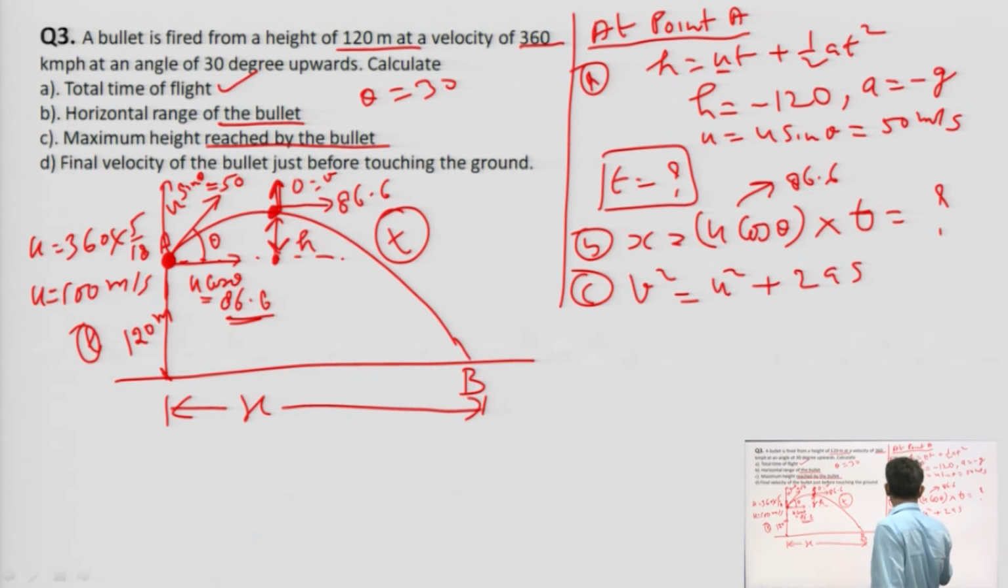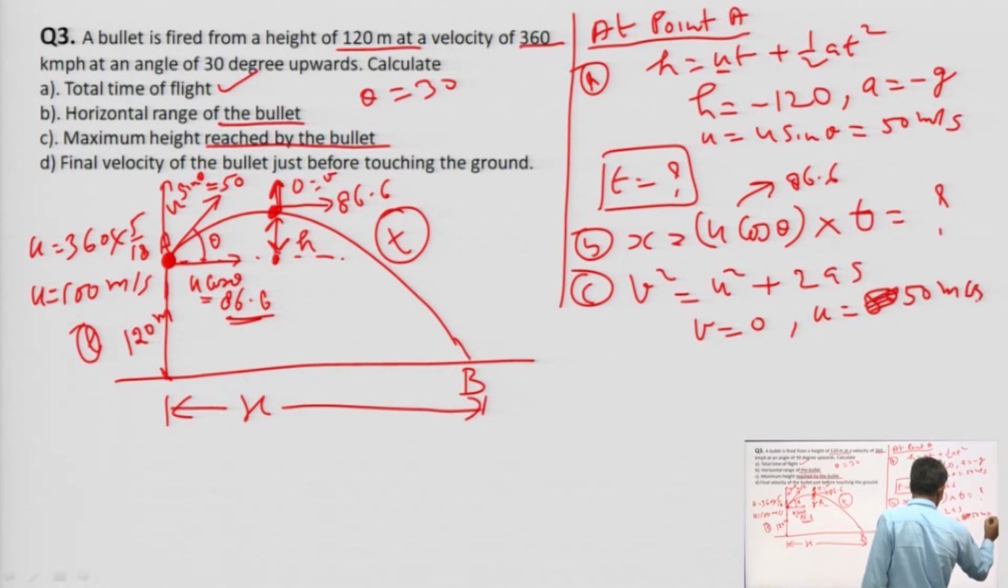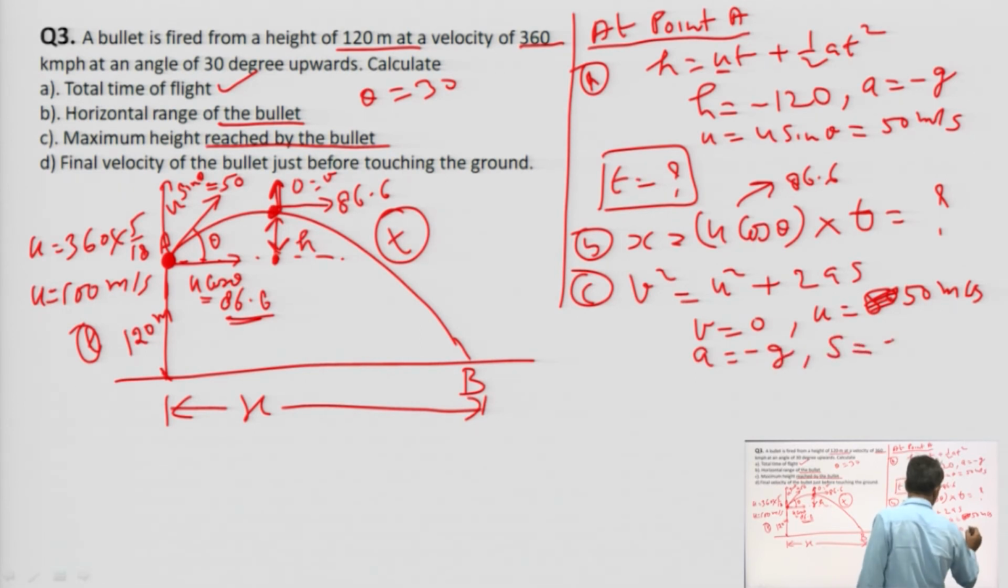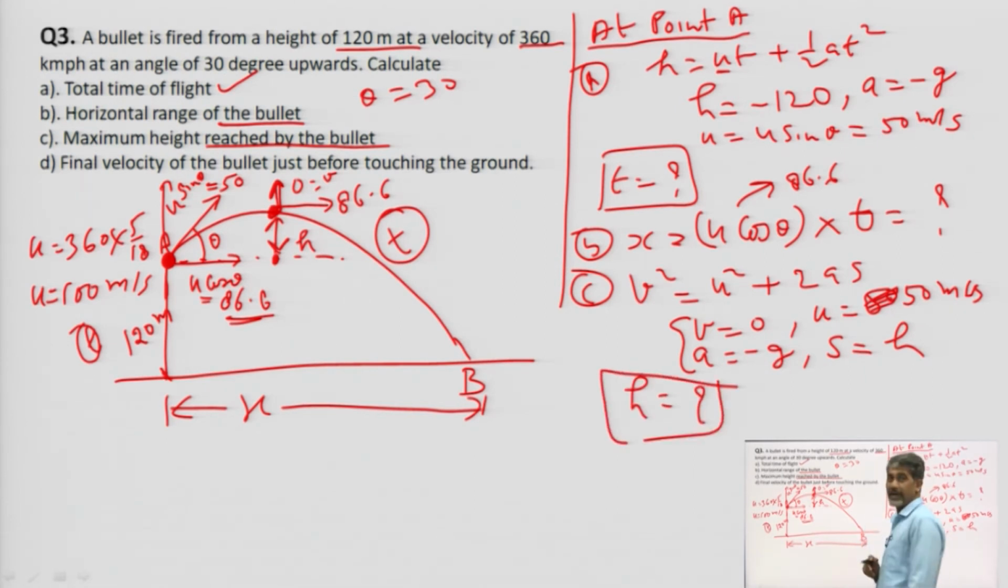Value of v here is 0. Value of u is u sin theta, means it is 50 meter per second, and value of a is against gravity, so it is minus g, and s is h. So, the value of h can be calculated using this equation. If h is known, then the maximum height will be 120 plus h.